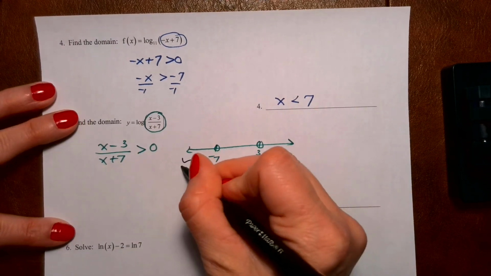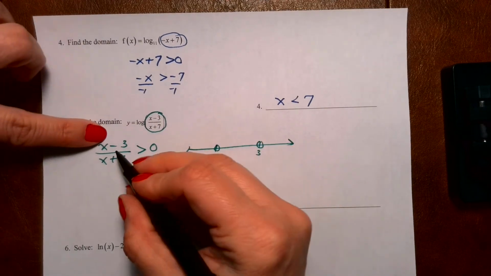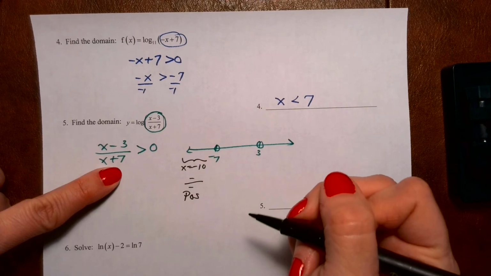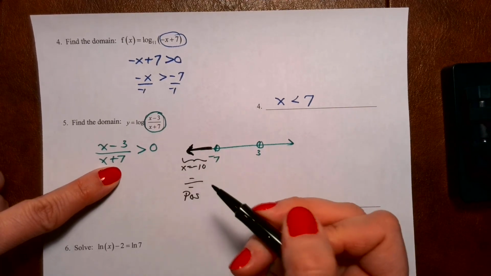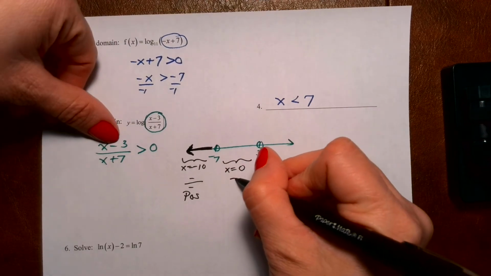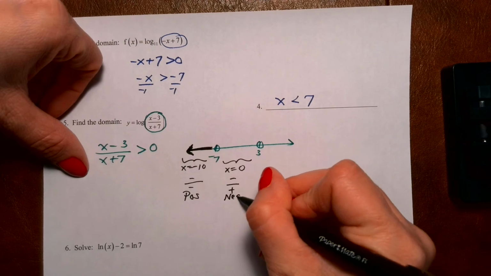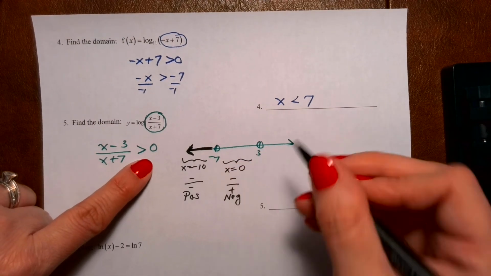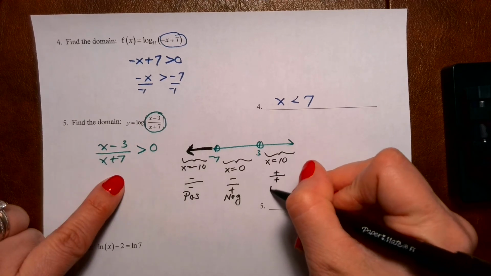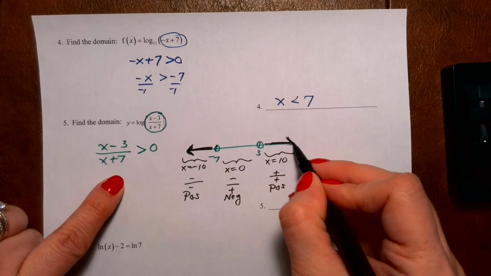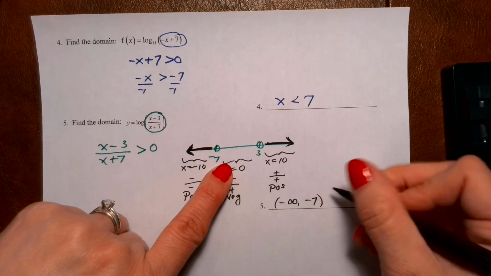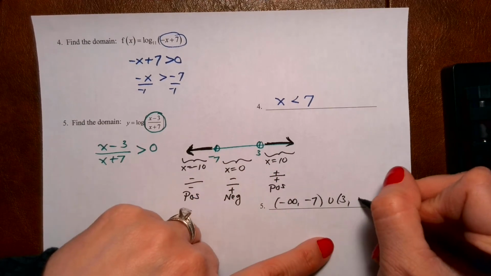A number here I'm going to test is negative 10. Okay, negative 10 minus 3 is negative, divide by negative. So this section is coming out positive. So I'm going to go ahead and color that in. Okay, this middle section right here, I'm going to test the number 0. We've got negative over positive. This is coming out negative, but I want greater than 0. So that's not good. I'll test positive 10. That gives me a positive over a positive. So another good section. Okay, final answer here. Negative infinity to negative 7, union 3 to infinity.